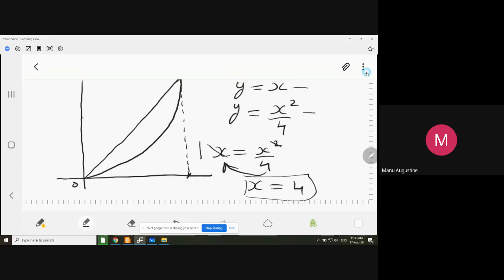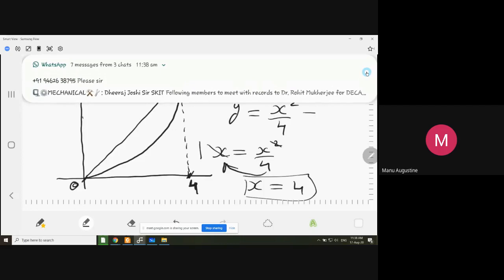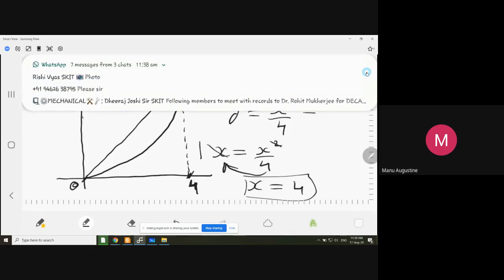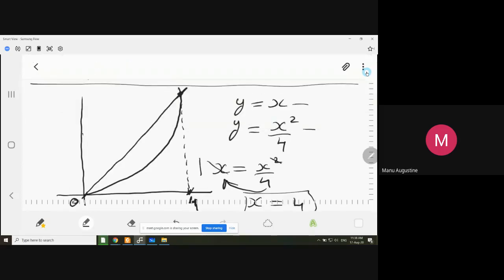So what I get is the area has to be traveled from x equal to 0 to x equal to 4. And then I take a strip.